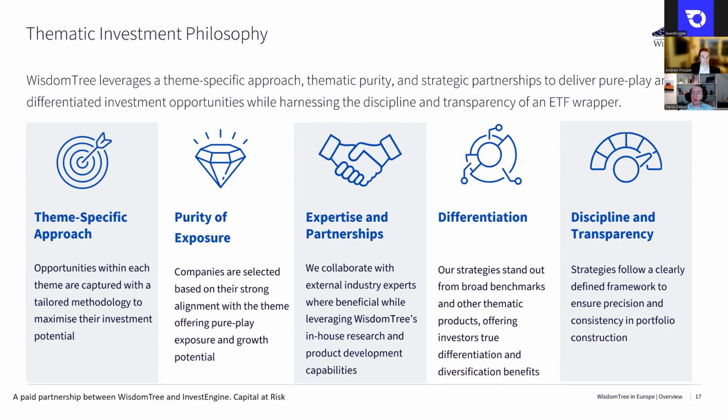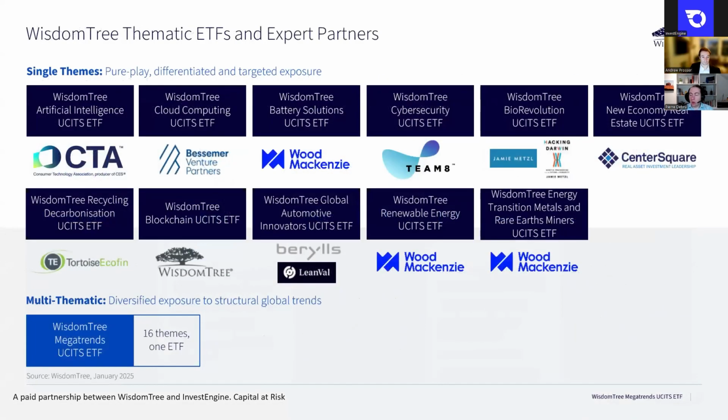And if you go to the next slide, I'll show you a little more of what I mean by expert. Here you can see the full range of ETFs we have at WisdomTree in the thematic space. You see that we have 11 single-theme ETFs, and under each ETF you can see the partner that we use. For WisdomTree AI, our partner is the Consumer Technology Association, which is an association of technology companies basically.